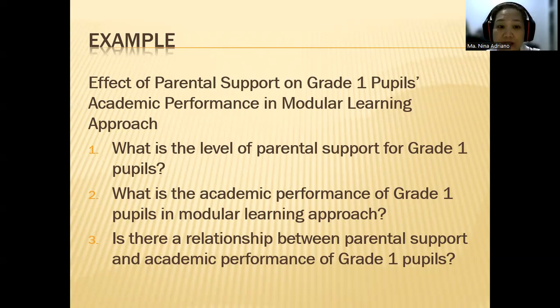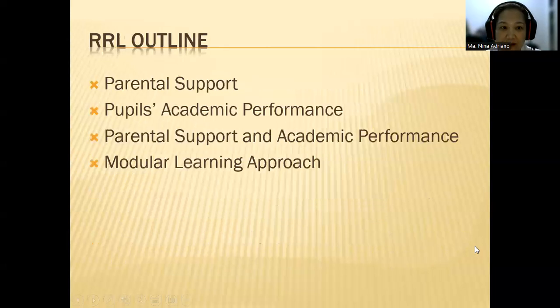Remember that for each variable, you have to create a research question. For parental support, the research question is: what is the level of parental support? For academic performance, the corresponding research question is: what is the academic performance? And then we ask about the relationship or the effect of parental support on academic performance. Since that is the title of your study, this should be the facade of your RRL.